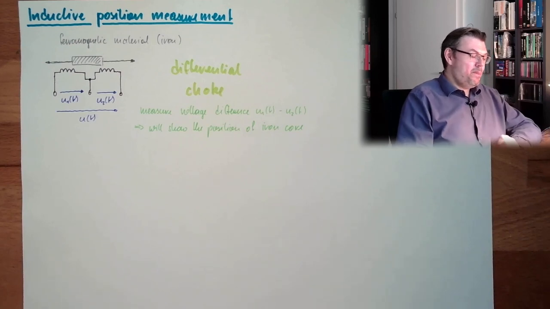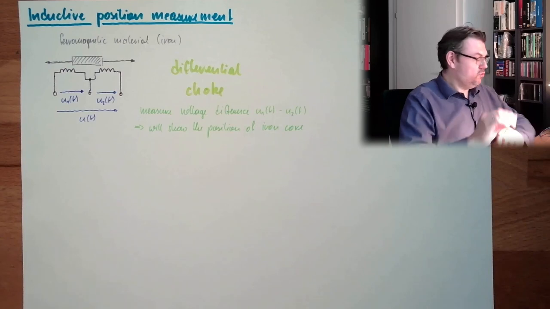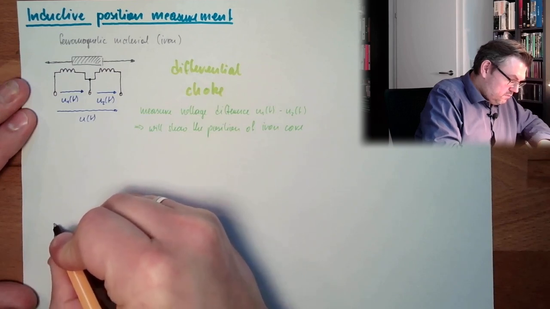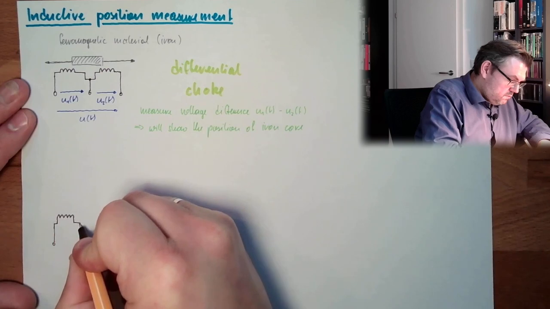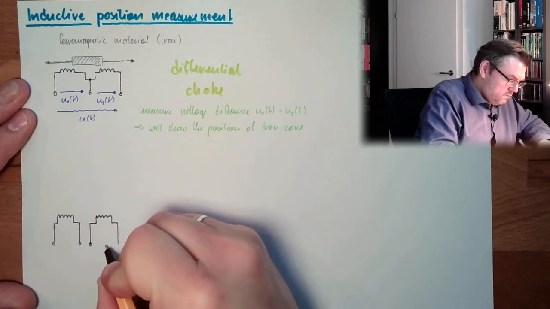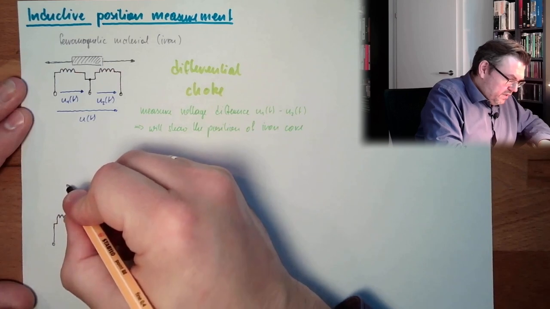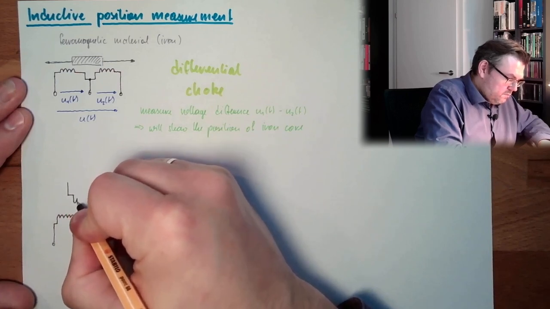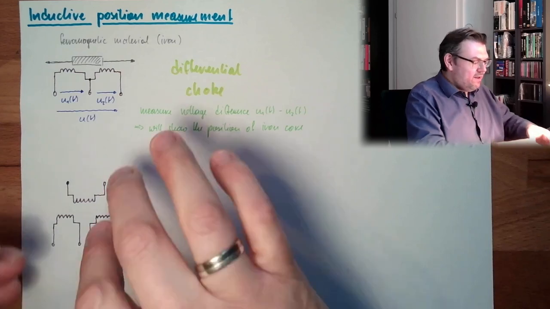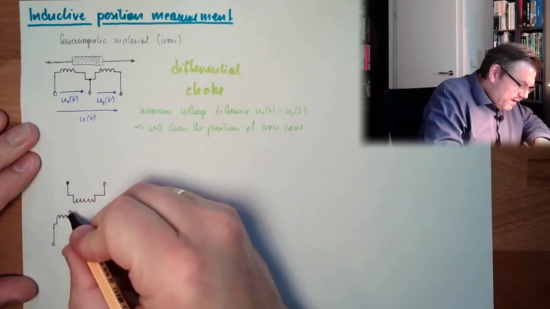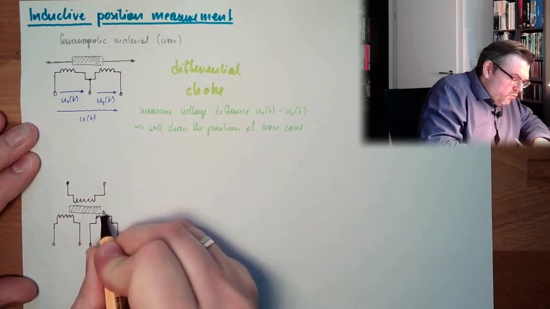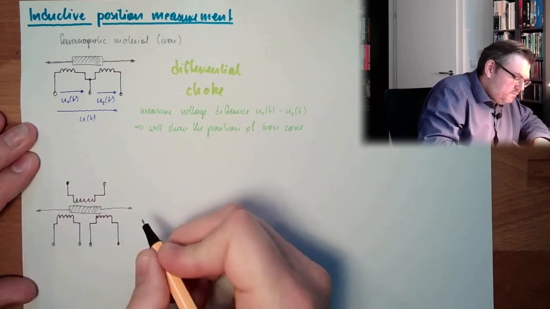Another possibility is I'm using a third coil. So we make it like that, one coil, second coil, and I'm now positioning a third coil. And again, these are all cylindrical. Again, I have here some material, which is moving inside there. All right.